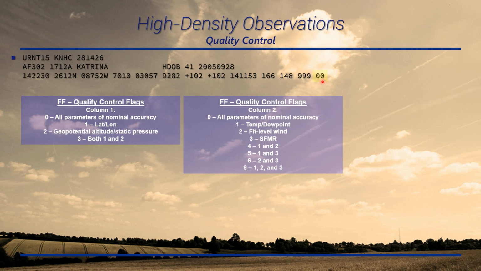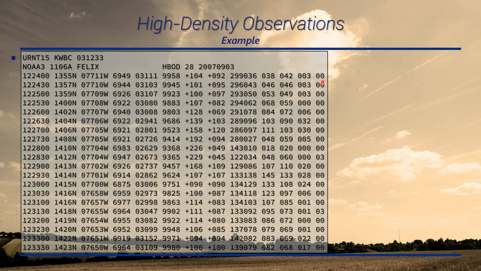Alright, let's use an example here. This is a data set from Hurricane Felix back in 2007. Now, if you notice from this top line, URNT 15, this is a North Atlantic HD observation set. This is using the WBC identifier because this is NOAA mission 3 or NOAA 3 flying. Hurricane Felix, this is OBSET 28.